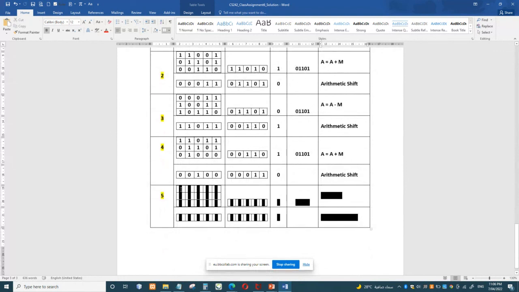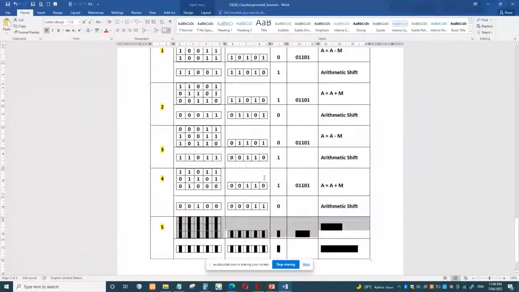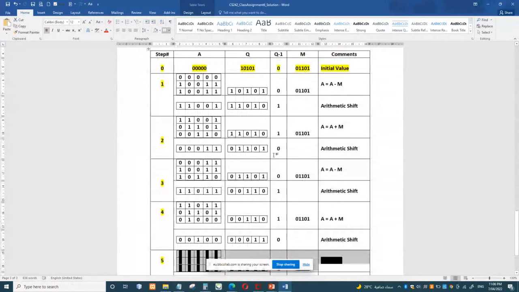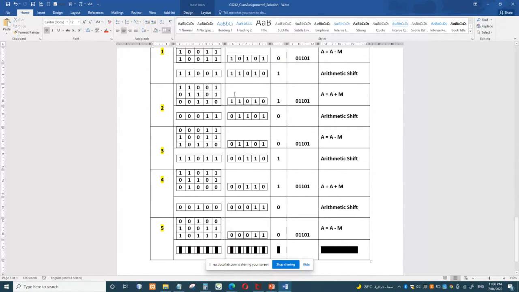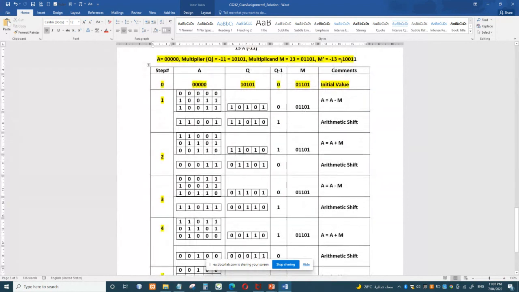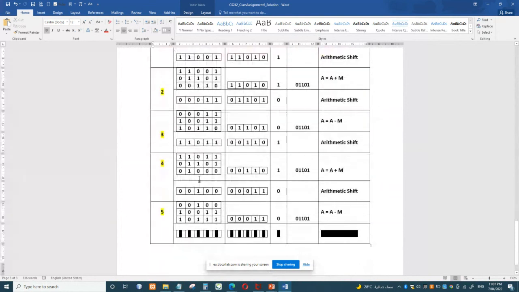And now final step number 5, where we'll get our result of multiplication. So again, we have to check what is our value of Q0, which is the least significant bit of Q, the multiplier. So this is 1 and 0. As we know, if it is a 1 and 0 combination, it is a subtraction. So we'll do the subtraction now, A equal to A minus M. So this is our A, which will come here as it is. Minus M is basically minus 13, 10011. So we'll put 10011. So we'll add them together.